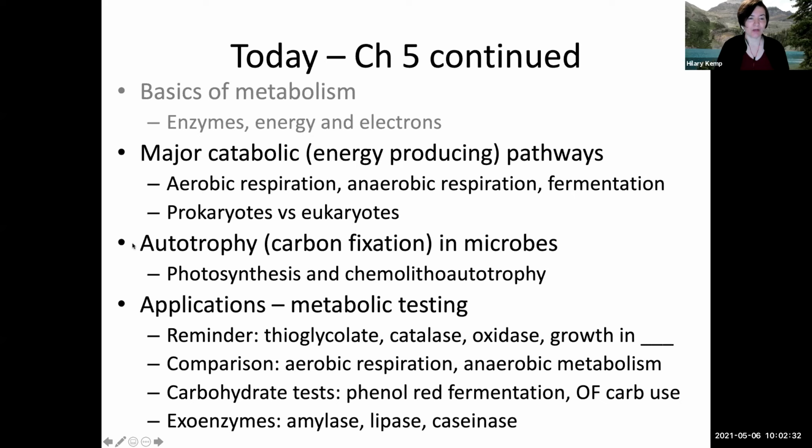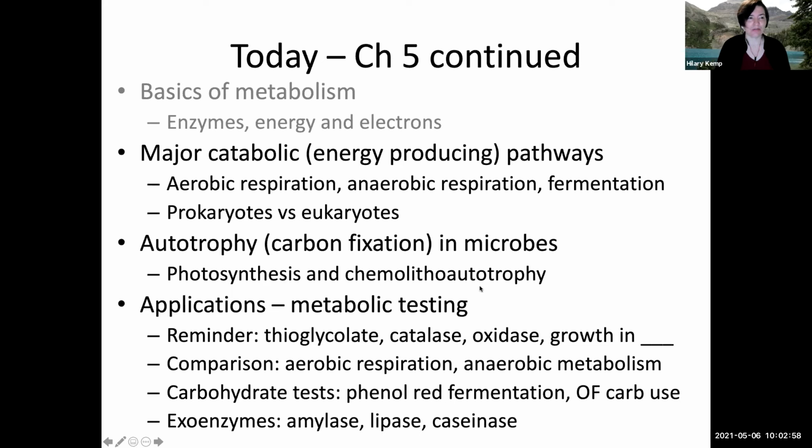And then we're going to move on to autotrophic processes, ones that are anabolic, building rather than breaking down. Most importantly, carbon fixation, which is a process by which carbon dioxide is taken out of the air and made into sugar by some organisms, and that sort of feeds the rest of the ecosystem. And the two processes we'll look at that do this: photosynthesis and chemolithoautotrophy.